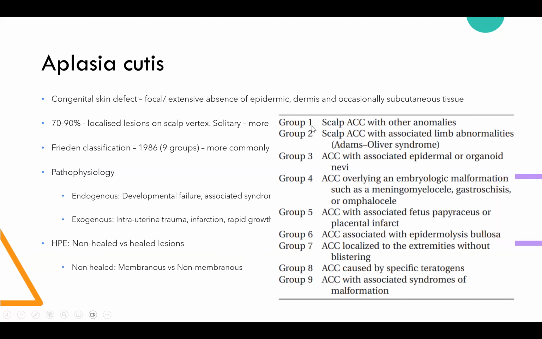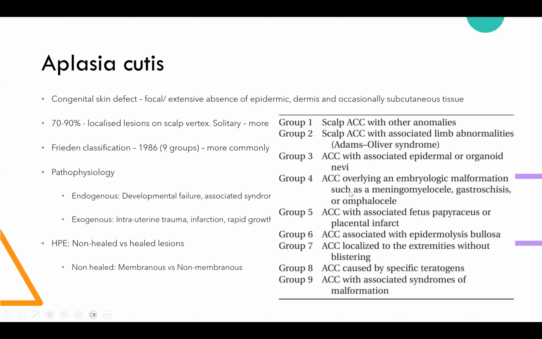Group 1 is more commonly encountered: scalp aplasia cutis without other anomalies. You just have a small patch of aplasia cutis in the scalp. There will not be any underlying bone malformation, limb abnormalities or underlying disorder. Nothing will be there. Group 1 is more common. Group 2 is scalp aplasia cutis associated with limb abnormalities, also known as Adams-Oliver syndrome. Group 3 is associated with epidermal or organoid nevi.